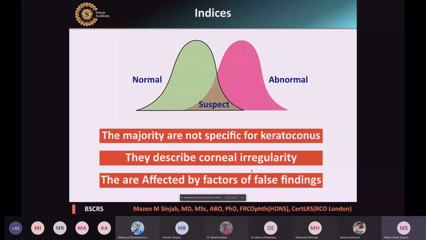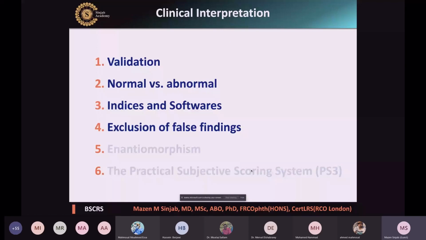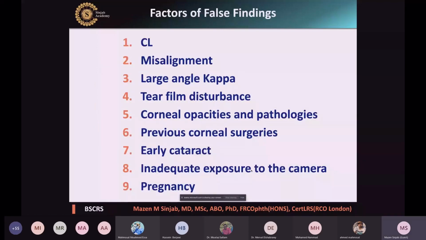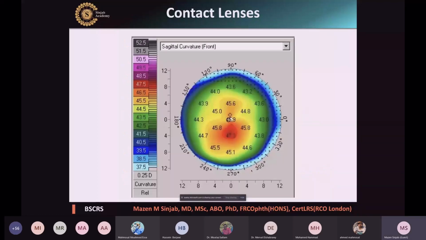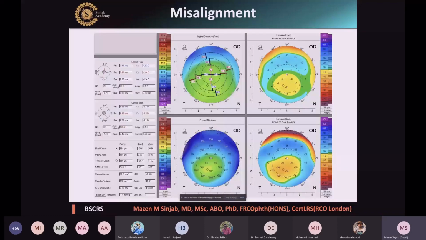As I mentioned, this is why we cannot depend on the indices and the software in giving the diagnosis, because this whole list can affect the diagnosis: using contact lenses, misalignment during taking the capture, large angle kappa, tear film disturbance, dryness or excess tears, corneal opacities and pathologies, previous corneal surgeries, early cataract, inadequate exposure to the camera, and pregnancy. This is the effect of the contact lens, and this is the effect of misalignment. This patient was about to be diagnosed as keratoconus, but it wasn't.